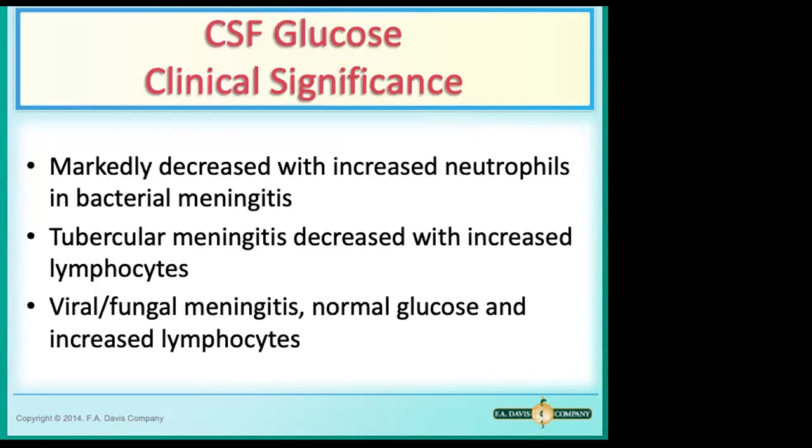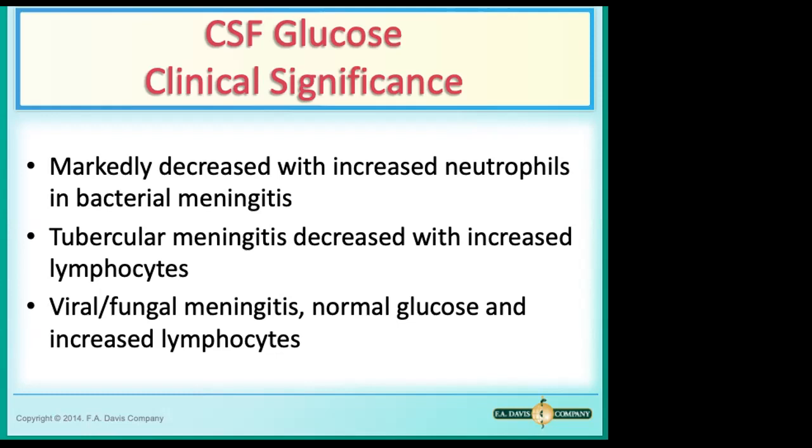So what is the clinical significance of a glucose test in the CSF? The diagnostic significance of glucose is really confined to finding values that are decreased relative to the plasma values. Markedly decreased glucose with increased neutrophils means bacterial meningitis. In tubercular meningitis, you'll see decreased glucose with increased lymphocytes, and in viral or fungal meningitis, you'll see normal glucose, but increased lymphocytes.